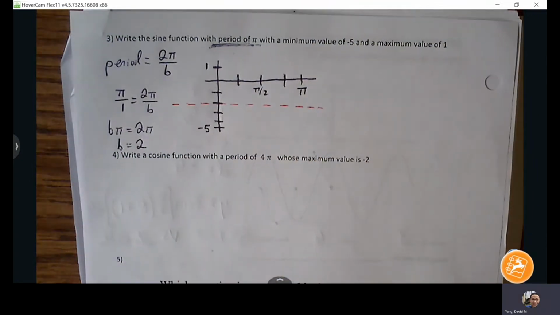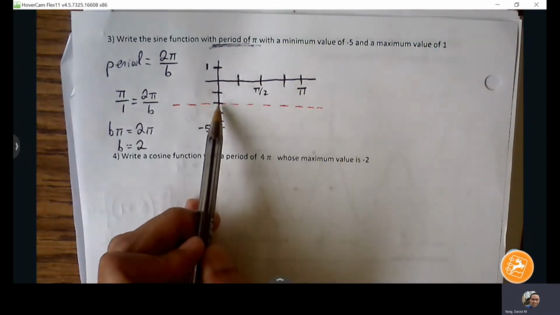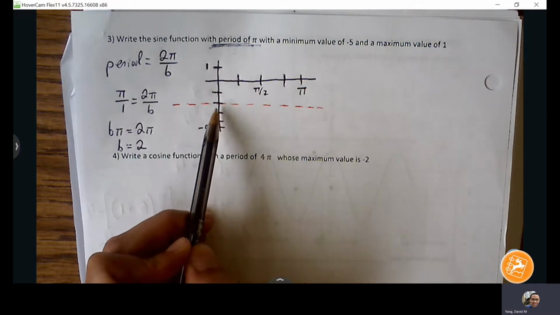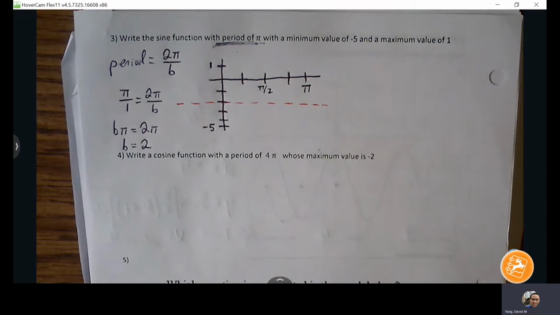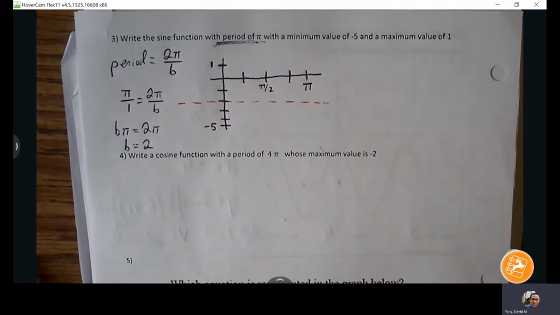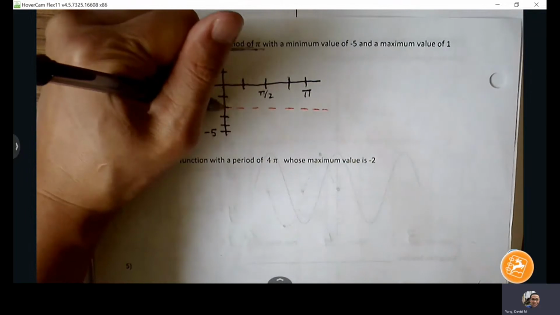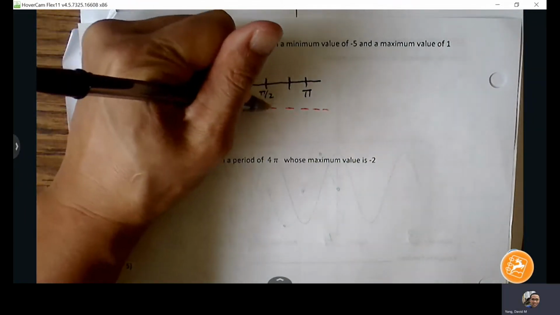Let's confirm. This should be the same distance to the max as it is to the min. So from the center, I count 1, 2, 3. At center, I count 1, 2, 3. So we know that we're right at the center. And this is helpful because now we can find the a value and we can find the d value. Okay. I'm just going to sketch what this graph could look like here, though, just to kind of convince myself.